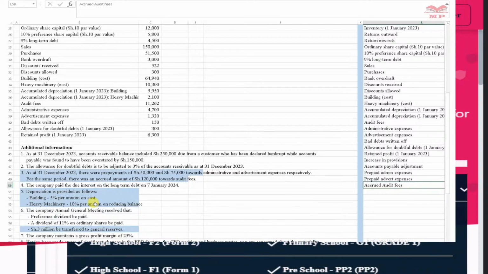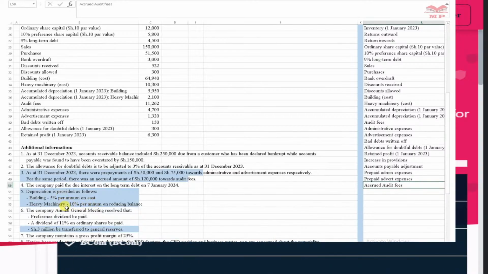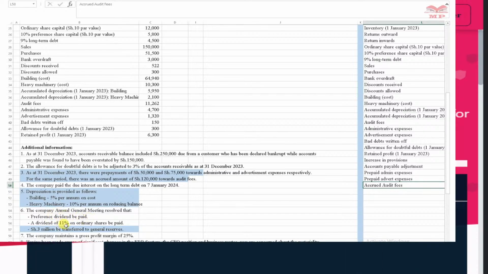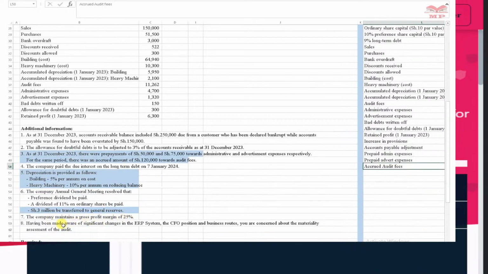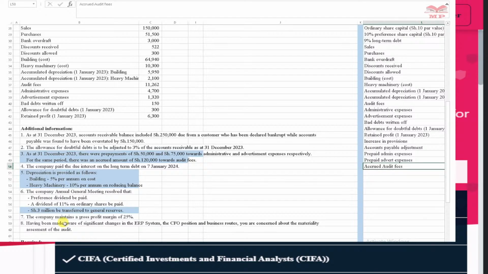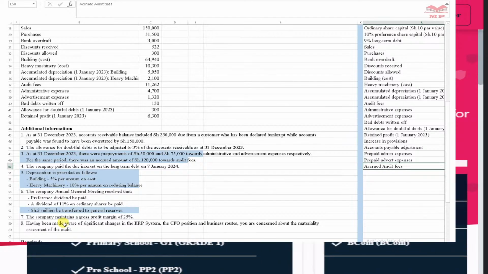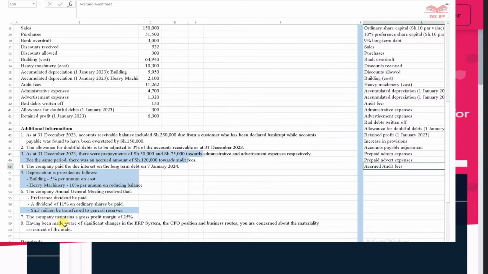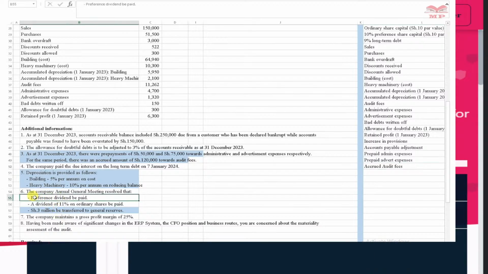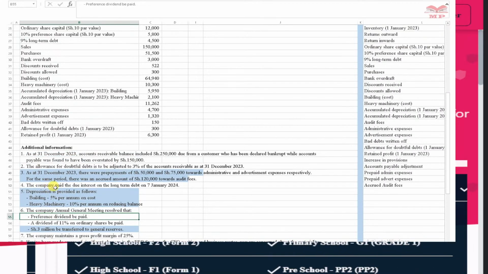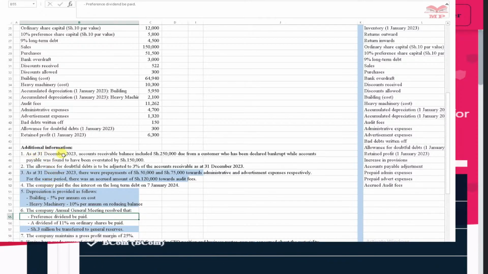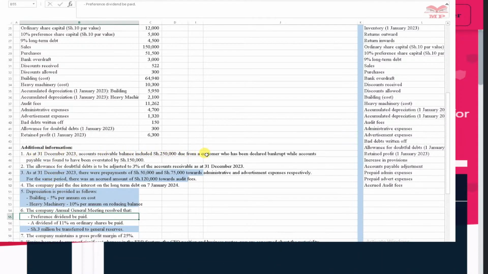Was there some amount of interest over here? So heavy machinery we've done, preferred dividends to be paid. Dividends is 11% of ordinary share to be paid. And then the company maintains a profit margin of 25%, that one over here. Do we have some interest on the debt? This is dividend, preferred dividends paid. Was there some debt that we've been told that we needed to? So here we've got the accrued balance right over here. Yes, we can see it, it's right over here.